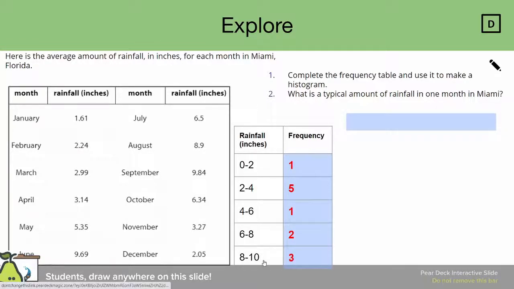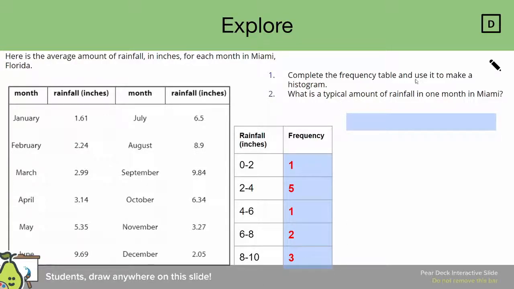Between 8 and 10, if you said 3, you are correct. Now between 8 and 10 inches of rain, we can see we have that here. This is 9.69. That is between 8 and 10. So in June, we can see in August we had 8.9. That fits our criteria. And in September, we can see it's 9.84, which also fits our criteria because all 3 of those numbers are between 8 and 10. Good job. So this is our frequency table.